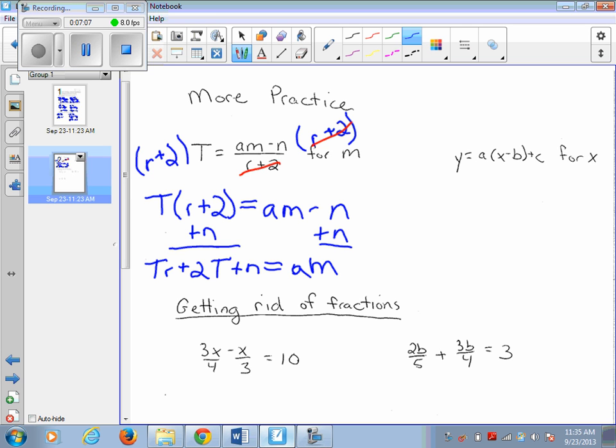And to get M all by itself, the last step, we are dividing everything by A. So you would get M is equal to TR plus 2T plus N over A. Or you can go by the answer key that I wrote up, and you can leave that the T times R plus 2 undistributed. It is completely up to you.